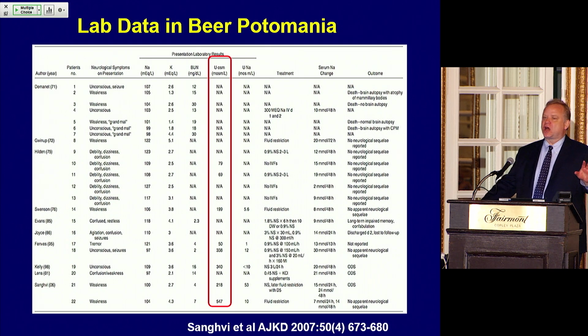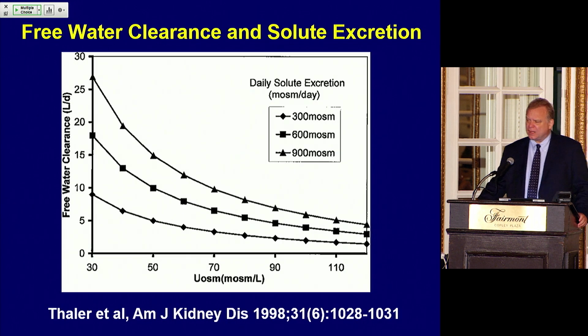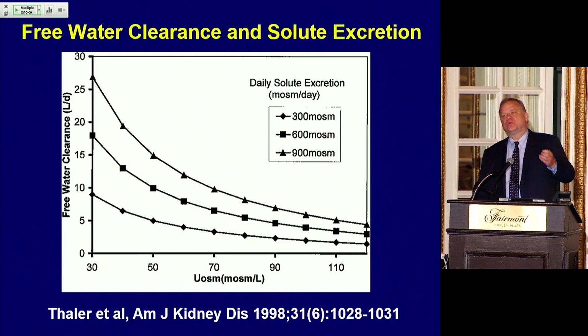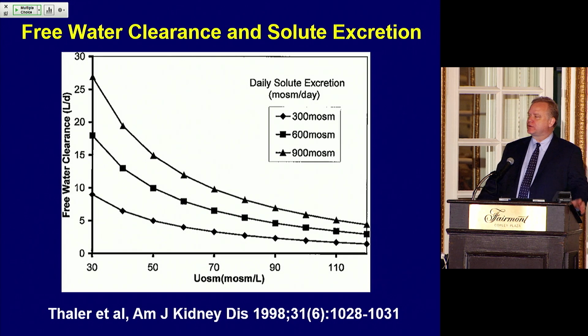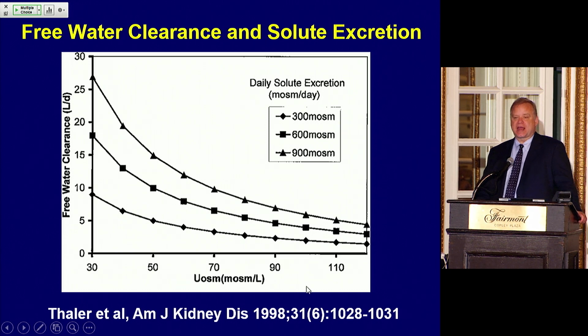Clearly, beer isn't the only cause. There are patients who are on extreme diets that are very low in solute that can also get into this syndrome. Again, why does this happen? Well, remember that you have to excrete water with a solute. You can't excrete complete free water. So if you look at solute excretion for people that are excreting 300 milliosmoles per day of solute versus 600 versus 900, at 900 you can really generate much more free water clearance than you can in somebody that's only excreting 300 milliosmoles per day of solute.